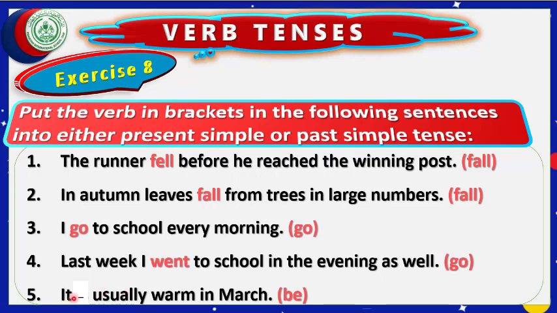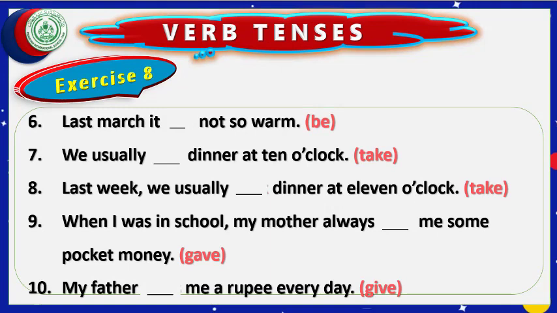Number 5, it dash usually warm in March. Nothing is here to show us that we are talking about the past. Therefore, we shall complete it in present simple tense. It is usually warm in March. Let us move to the next one. Last March, it dash not so warm. Last March means we are talking about past. Last March, it was not so warm.